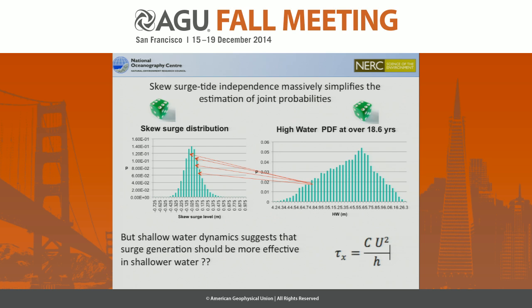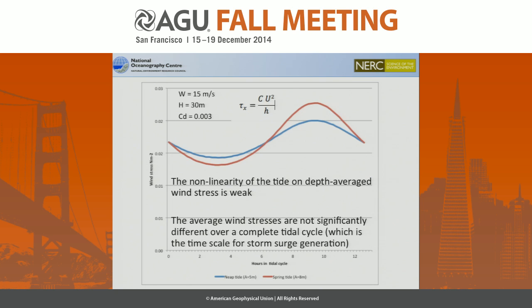And this is slightly counterintuitive because one of the static terms that gives rise to storm surges in the first place is the wind stress, and the wind stress can be parameterized like this with the drag coefficient and the square of a wind speed, and then a depth term, which of course would vary in a region with a 15-meter tidal range, that would vary by a great deal. So why in fact does the tide not seem to modulate the skew surge that's generated?